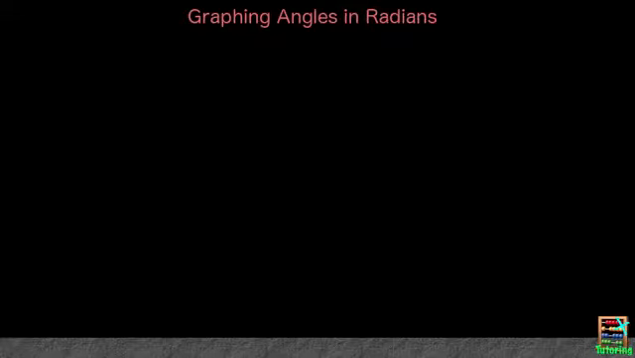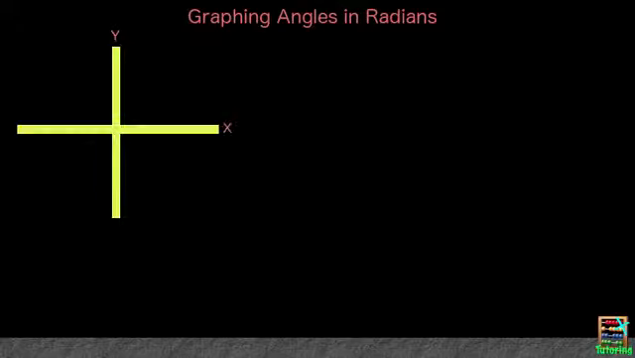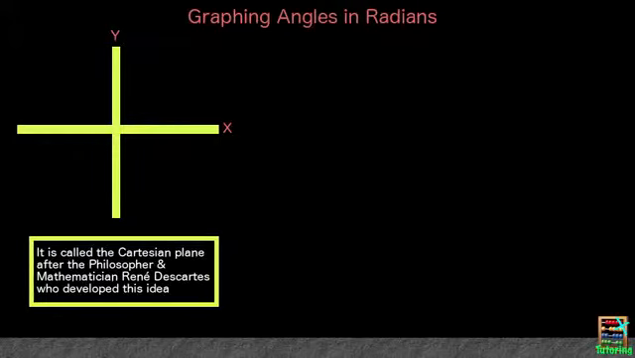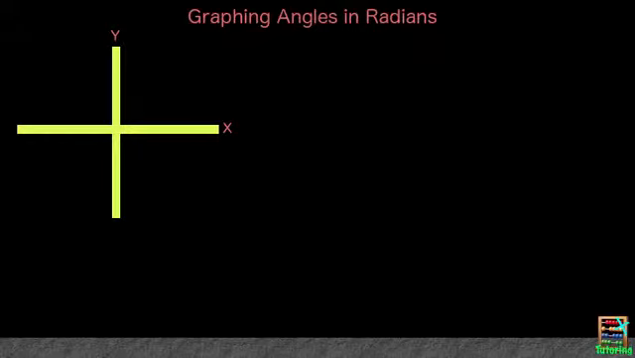Welcome to the fourth video in this Tau for Trig series. Let's talk about graphing angles. In general, we use the Cartesian plane when we are asked to graph angles in standard position. Here we have our plane. The initial side of our angle lies on the positive x-axis.